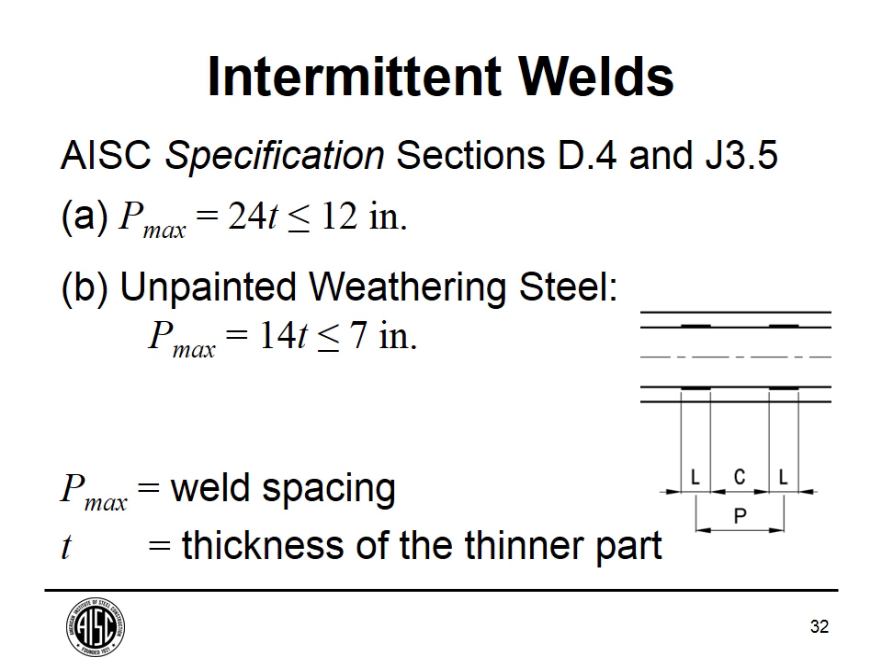And here's what the AISC specification says about it. The maximum P, where P is the distance between center of welds, is 24 times the thickness of the thinner part joined, with a maximum of 12 inches. For unpainted weathering steel, it's a little bit more restrictive, but usually I'm not involved with unpainted weathering steel.